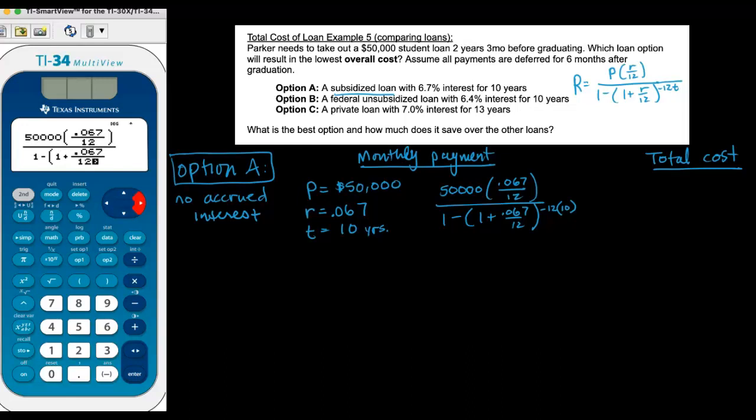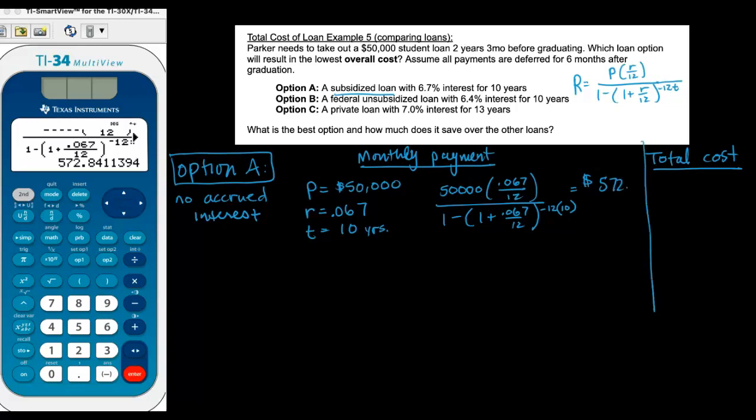And then always make sure you use the right arrow to get out of the denominator of the fraction. That can throw it off if you stay down there when you press the exponent button. So now that I'm out of the fraction, I can press the exponent button, and then the -12, not the subtraction sign, but -12 times 10 power. And so we end up getting a monthly payment of $572. And we always want to round to the nearest cent, so that'd be 84 cents per month.